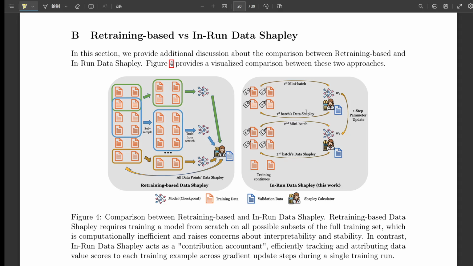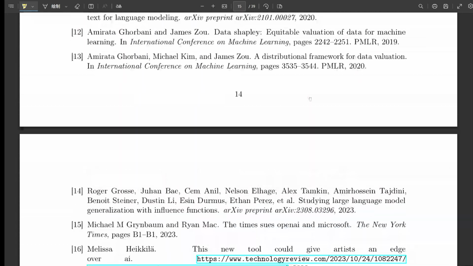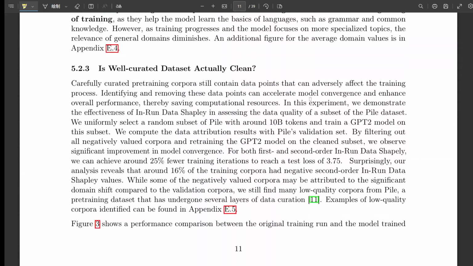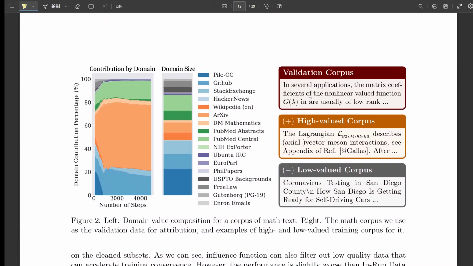Yeah, that tracks. But even more interesting was the PileCC corpus, general web crawl data. Its value was high initially, suggesting it helped learn basic language structure, but then its value actually dropped, sometimes even becoming negative later on. Negative? So it started hurting performance. Potentially, or just became redundant once the basics were learned. This temporal view gives a much more nuanced picture than just a single value at the end. That's a novel insight enabled by the in-run nature of the calculation.